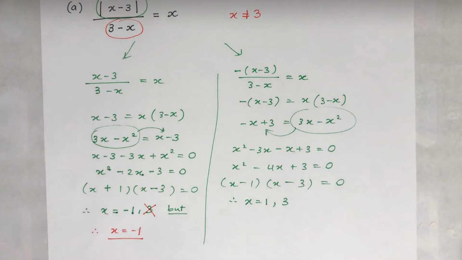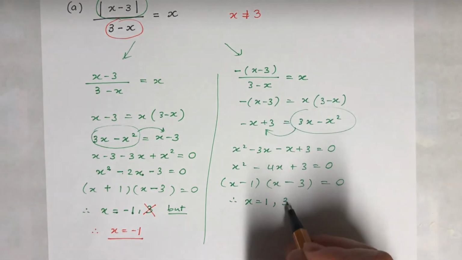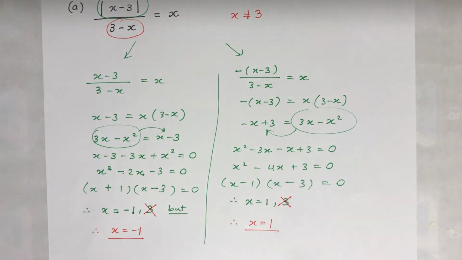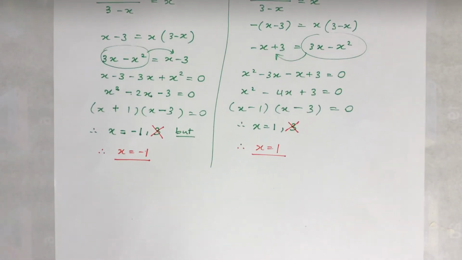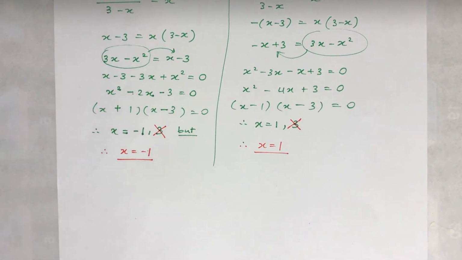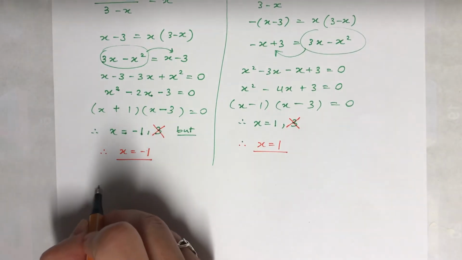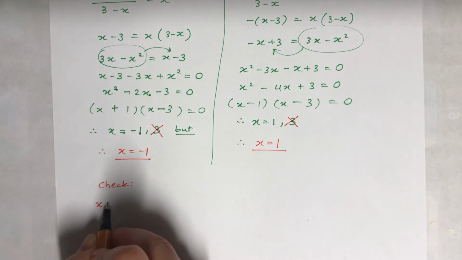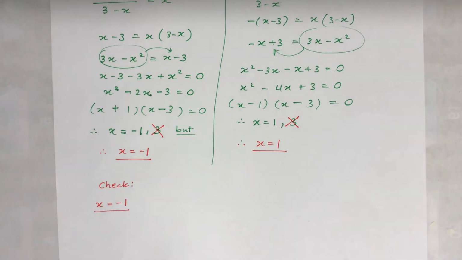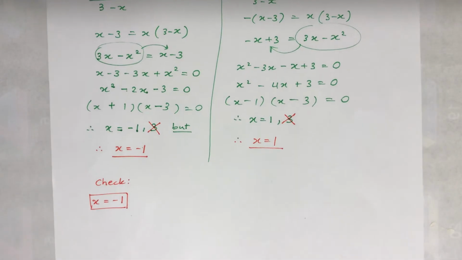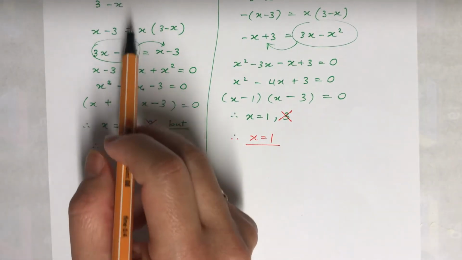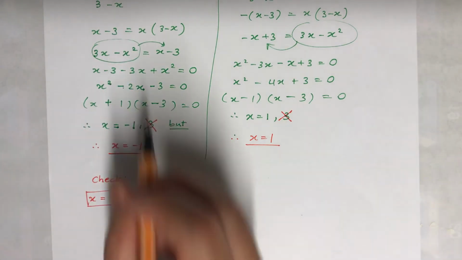But what do we say? x cannot be 3. So therefore x equals 1. Now this is all possible x values, so we need to check which one is satisfying. First I'm going to check x equals minus 1. I'm going to put that into the equation right there, and see if it works.